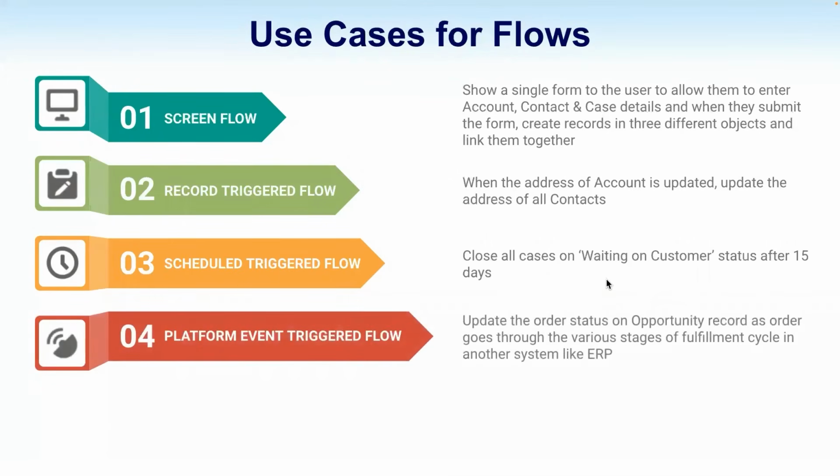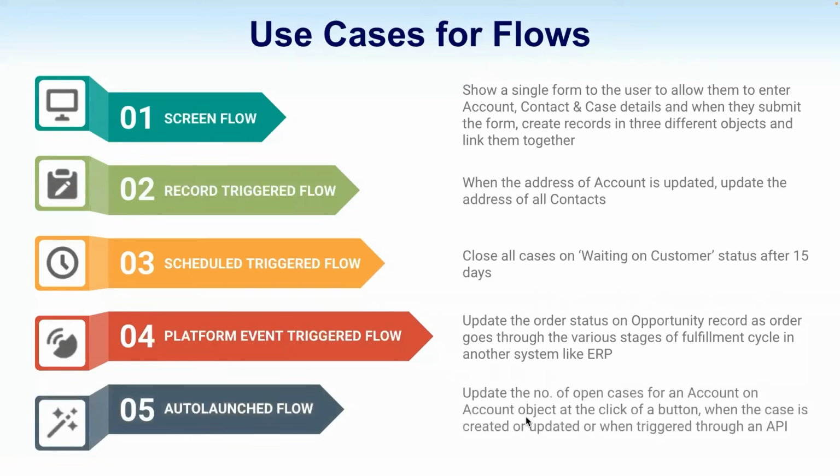Then you have the platform event triggered flow. So an example will be, let's say you are linking it to your ERP system, and when the order status gets updated in the ERP system, you may want to update the opportunity record. You may want to create a custom field in the opportunity record, call that order status. And whenever the status gets updated in ERP, you may want to update the status in the opportunity record. Platform event triggered flow will be a good option to do that.